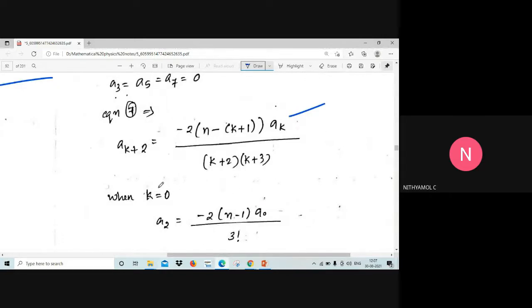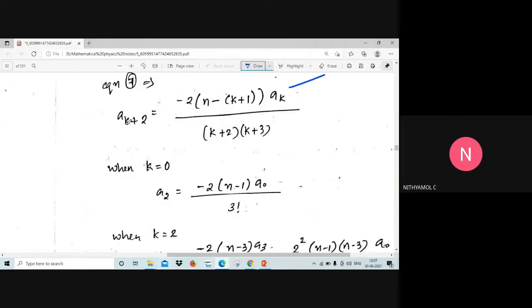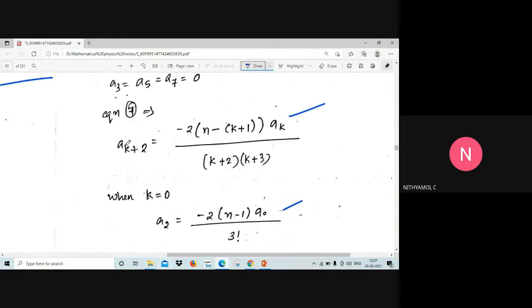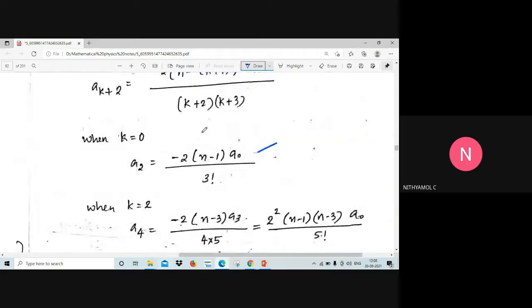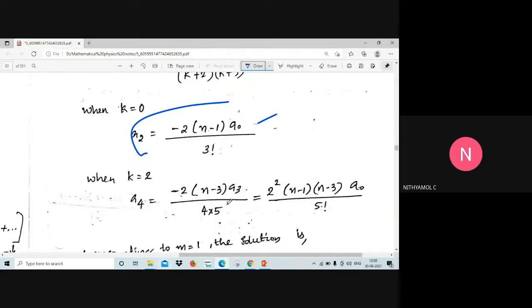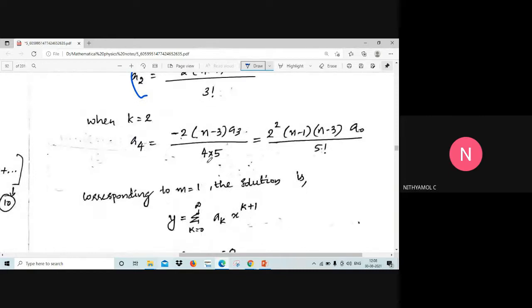When k is equal to 0, we will get a2, so a2 is in this form. And when k is equal to 2, we get a4: we substitute 2 instead of k here and here. So we will get this one. We know the value of a3 is 0. That is a4, in terms of a0.